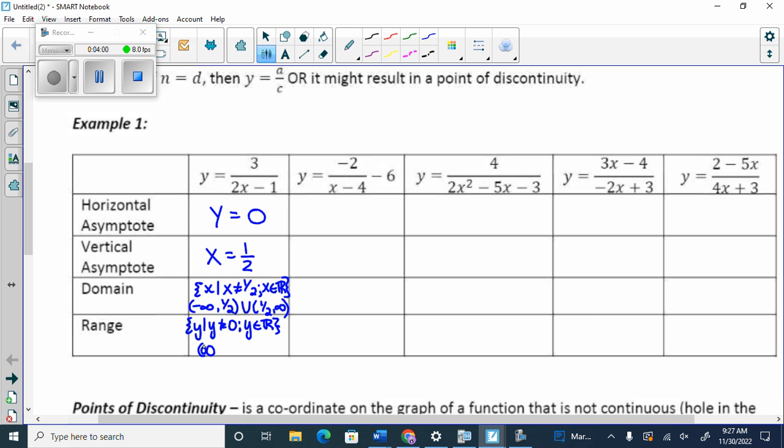That's an infant. It's getting worse. Okay, negatives. Okay.